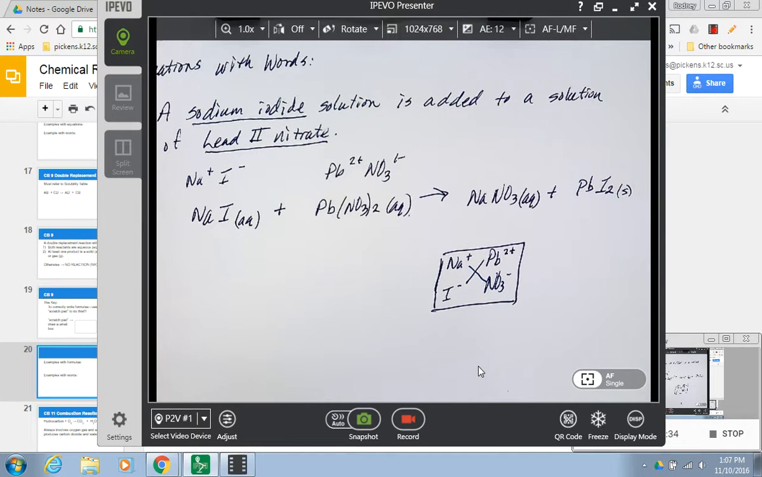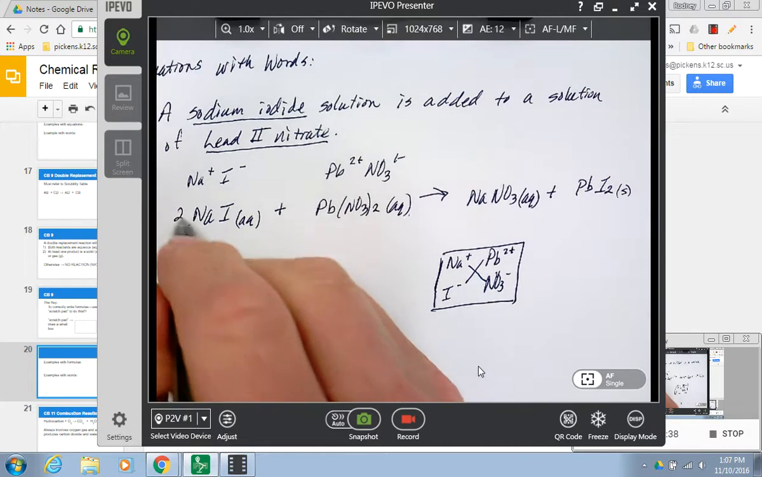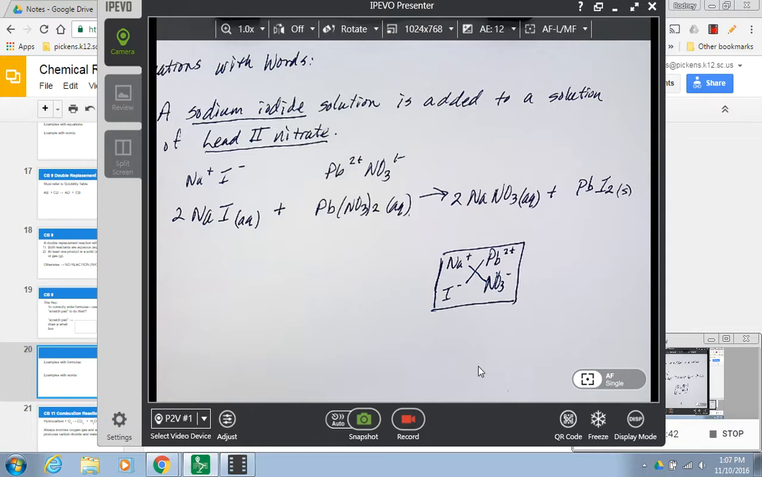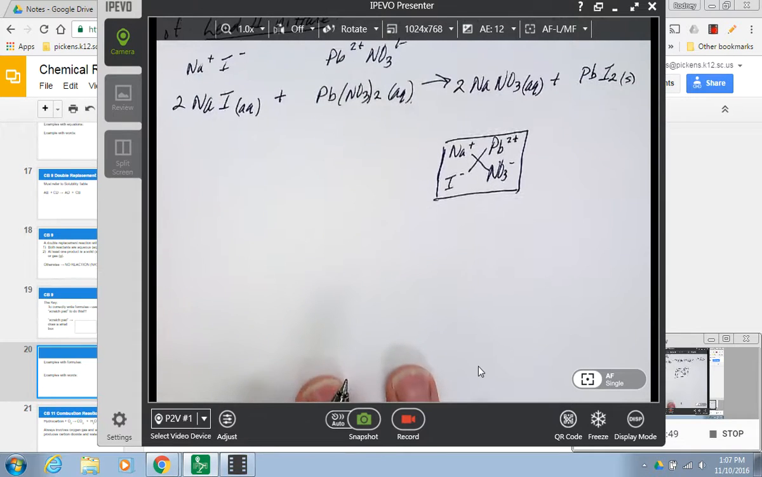All right. Now we need to make sure we balance this, and we need to put a 2 right here and a 2 right there. And so now it's okay. Now it's taken care of, and everything is balanced on that one. All right, let's do one more. One more with words.